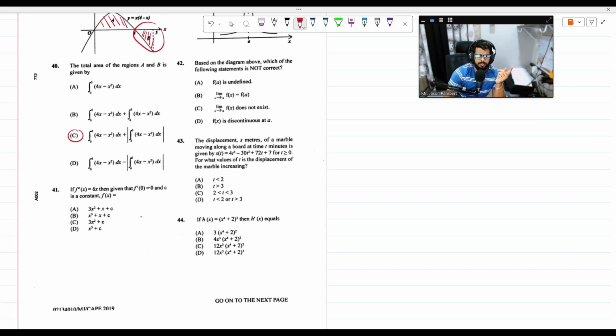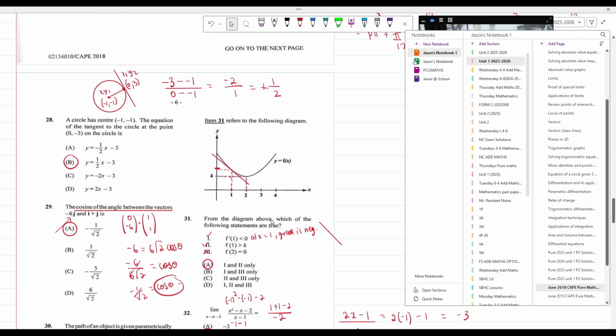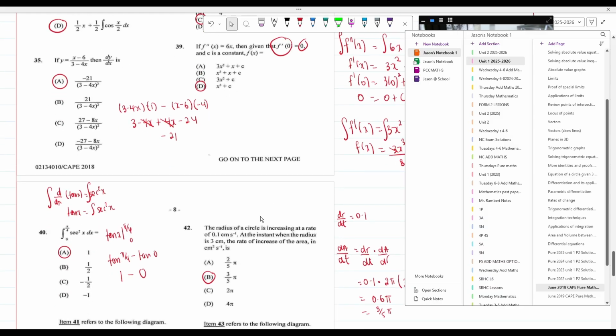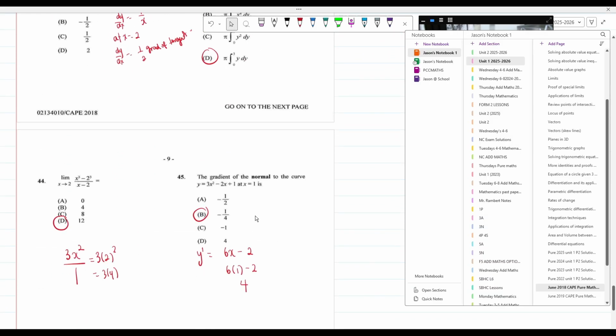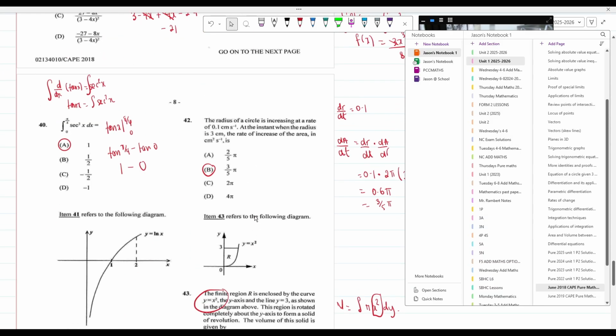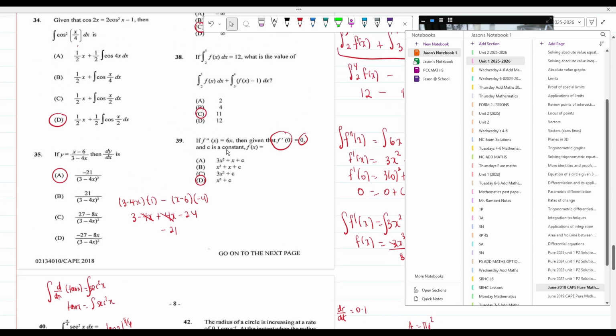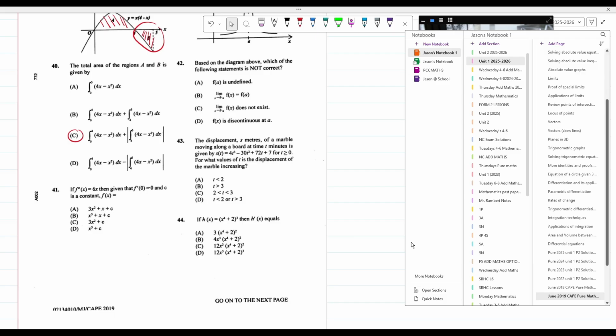This is a repeat question. Let me just make sure 6x was the function to begin with. 6x was the function to begin with, so the answer is x cubed plus c.